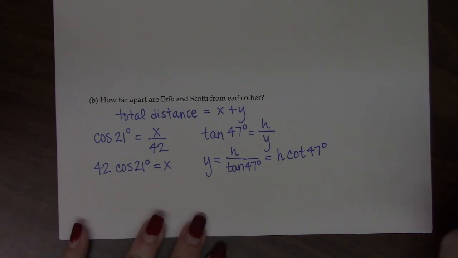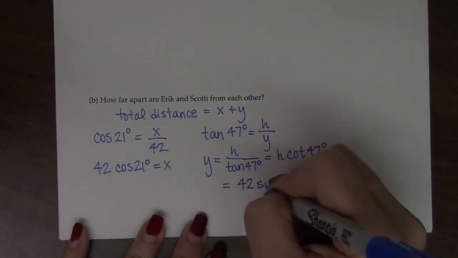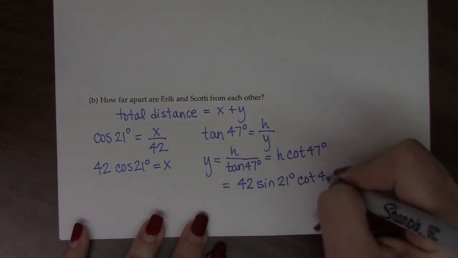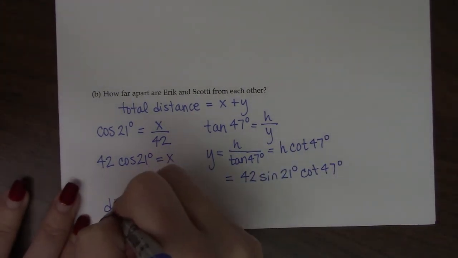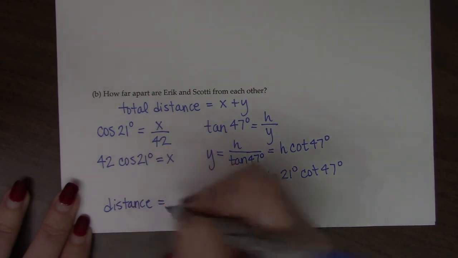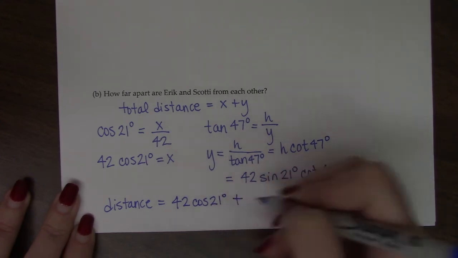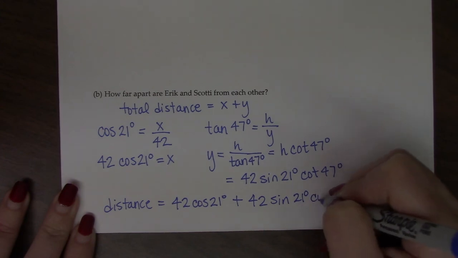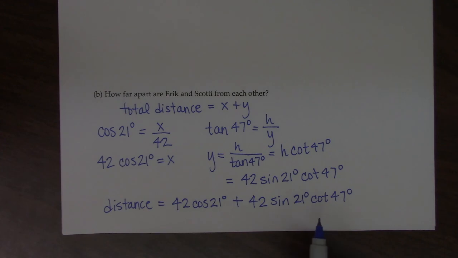And now let's plug in what h is. So h was 42 sine 21 degrees, right, times cotangent of 47 degrees. So the distance is x plus y. That is your final exact answer. You were not asked to approximate anything, so you wouldn't have to type anything into your calculator.